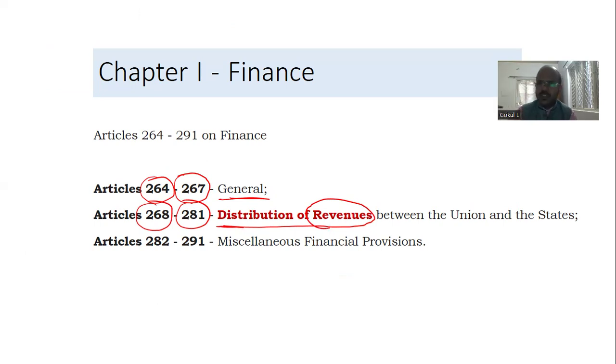Whatever politics or whatever it might be, everybody is behind revenue. They want their share. As you can see in politics, in news also, there is always a blame: the central government did not give the share to the state government. All those dramas we have found. Everything is linked to these articles itself. Okay. Next, 282 to 291, miscellaneous financial provisions. This generally you can keep in your mind, and it is not that important.